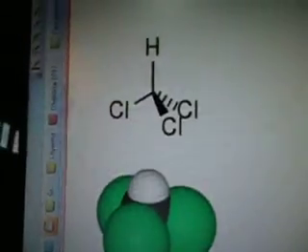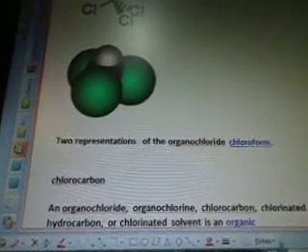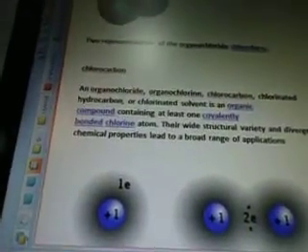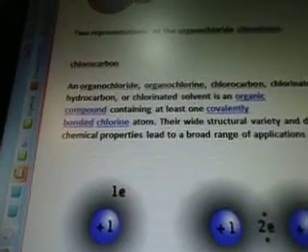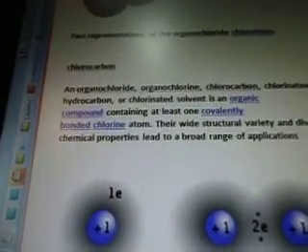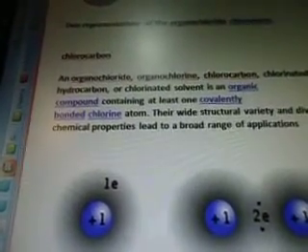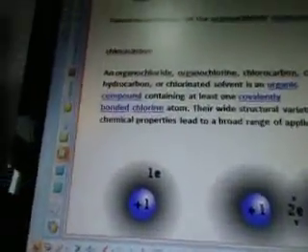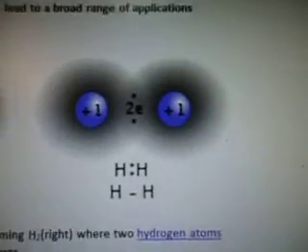So there's the graph that came up with the last one. The two representations of organochloride, chlorocarbon, chlorinated hydrocarbon, or chlorinated solvent. I dare you to say that really fast. A chlorinated solvent is an organic compound containing at least one covalently bonded chlorine atom. Their wide structural variety and divergent chemical properties lead to a broad range of applications. And here are our little graphs.